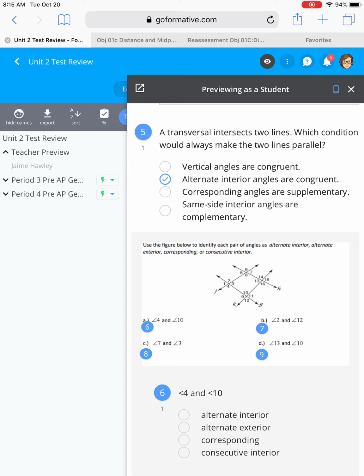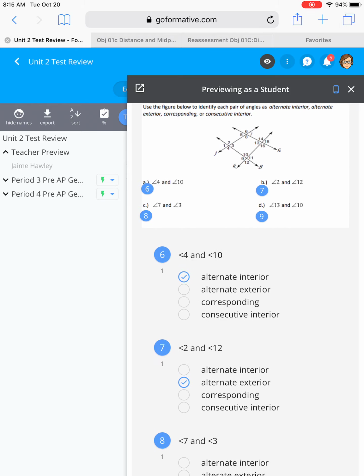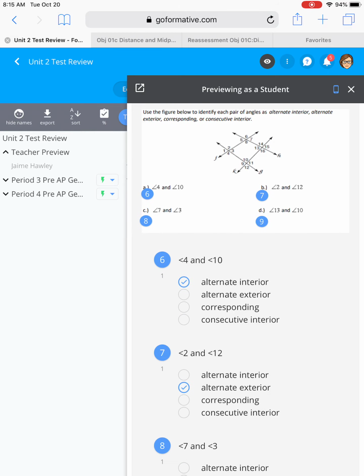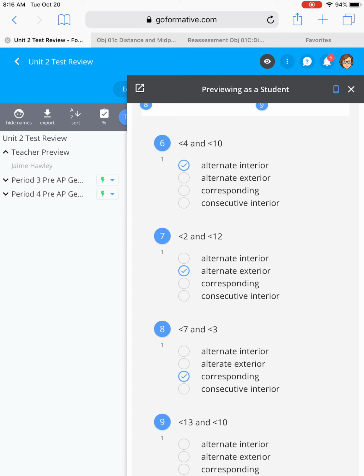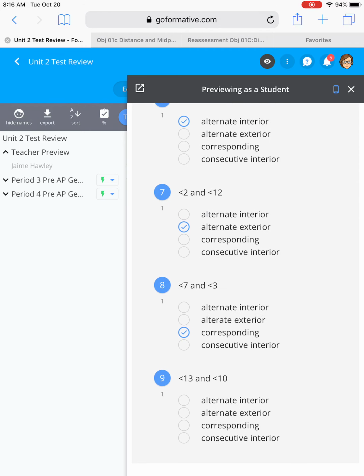This is just naming. 4 and 10, they're on the same transversal G. They're on the inside, so they're alternate interior. 2 and 12 for B, they have transversal G, they're on the outside, so they're alternate exterior. 7 and 3, they're on the same side of transversal J. They're both on top, so that's going to be corresponding. 13 and 10 are on the inside, but they're on the same side, and so they're consecutive interior.